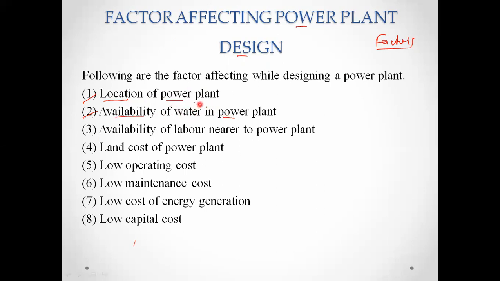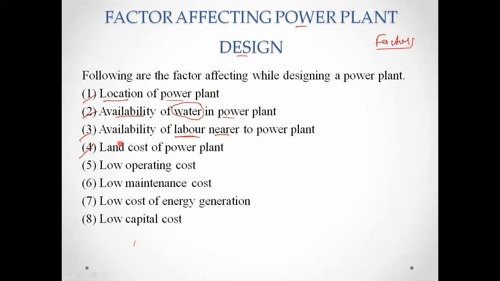Availability of water is very much essential because we will be using it for cooling, heating, and sometimes process heating. So that is very much important. Then the third one is the availability of labor nearer to the power plant. The labor should be able to easily come to the power plant and work. That is the major concern.